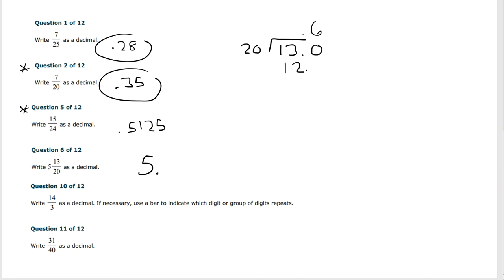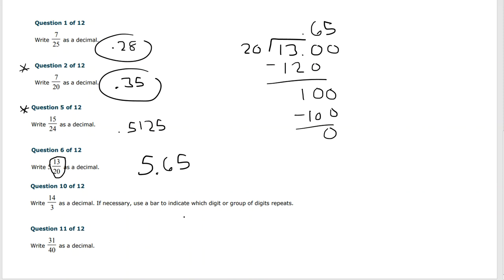6 times 20 is 120, and then we subtract, we get 10, add a 0, bring a 0 down. 20 goes into 100 5 times. 5 times 20 is 100. Okay, so 13/20, when we convert that to a decimal, we get 0.65. So 5 and 13/20 would be 5.65.